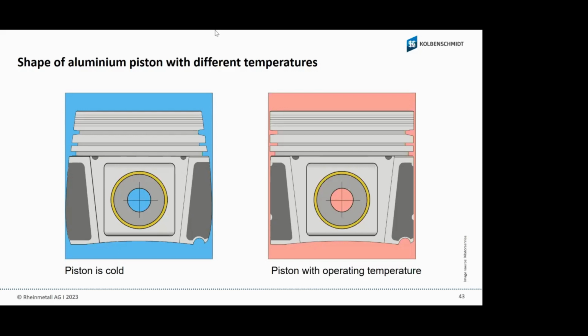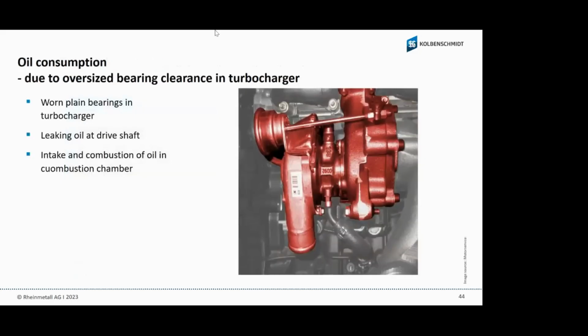Another point can be higher oil consumption. The oil consumption is coming from the turbocharger, worn plain bearing. When the bearings on the turbocharger are not correct, oil comes inside the turbocharger, and then the turbocharger sucks the oil and brings it to the combustion side.